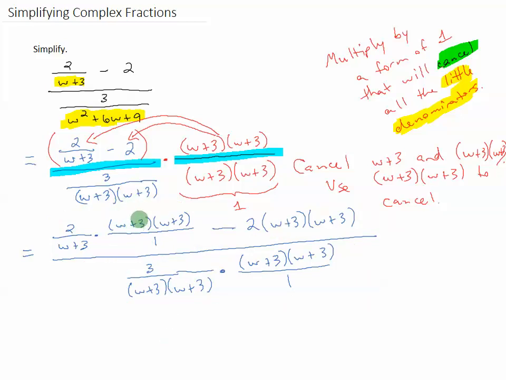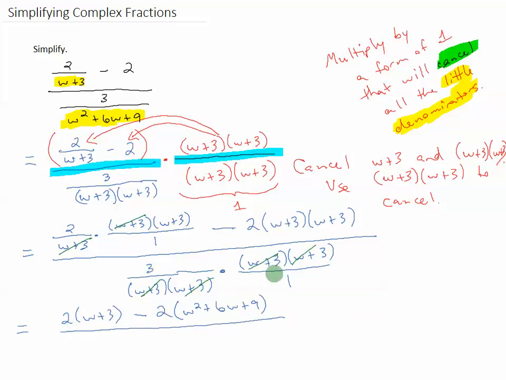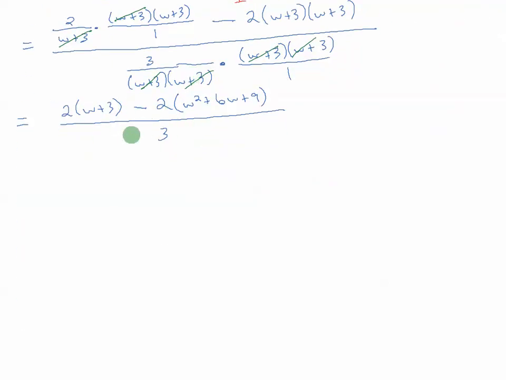So here in the top left, w plus 3 cancels, and down here both w plus 3's cancel. So I simply end up with 2 times w plus 3 minus 2 times w plus 3, w plus 3, which if I multiply that out, I get w squared plus 6w plus 9. And on the bottom, I get 3 times 1, which is just 3. So my denominator ends up being very nice, actually. Okay, so I hope that makes sense so far. Now we need to finish. All my fractions are gone. This is no longer a complex fraction.